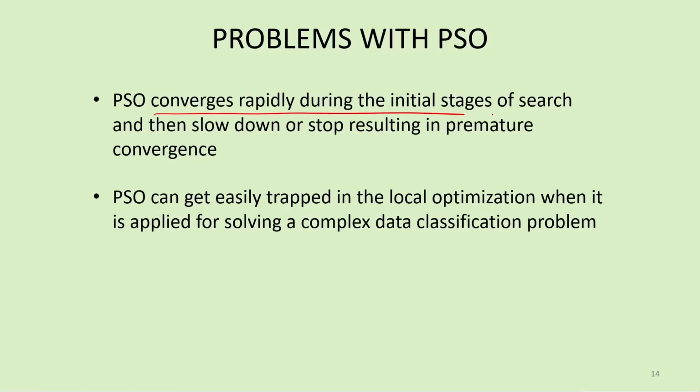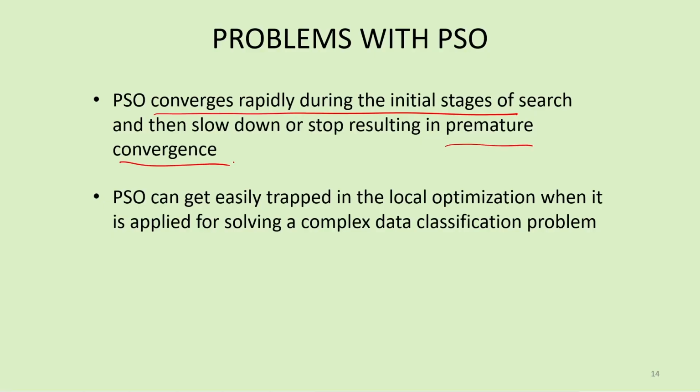But still the PSO has some weaknesses. What are the weaknesses? It converges rapidly during the initial stages, which means it is again stuck in local optima, very local optima, because of premature convergence. And another thing is, when it is used for very complex data classification, it always gets trapped in the local optima. These are the things that make the PSO fail.